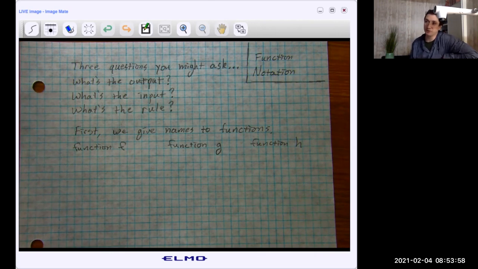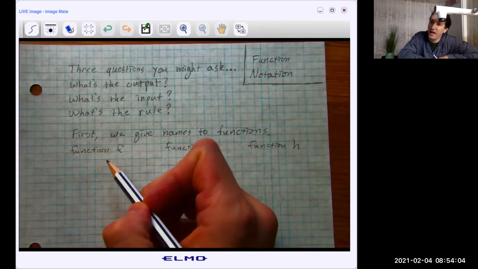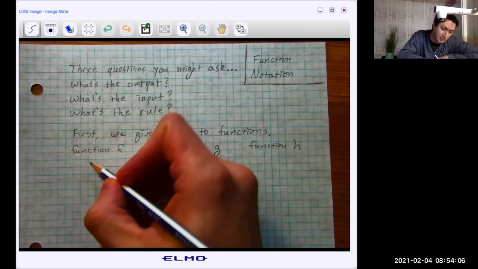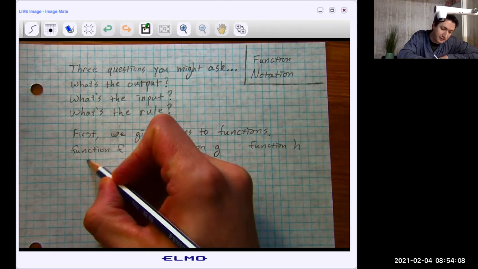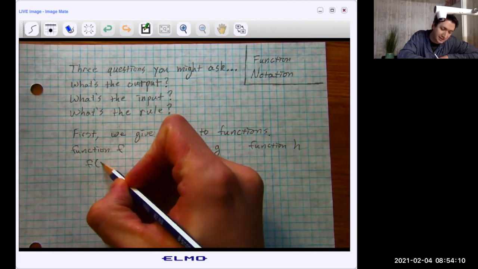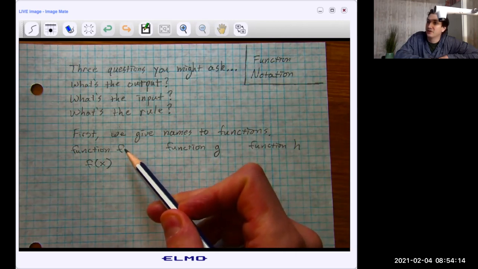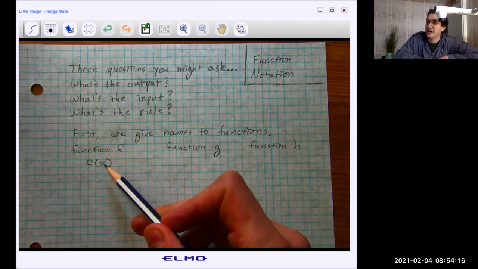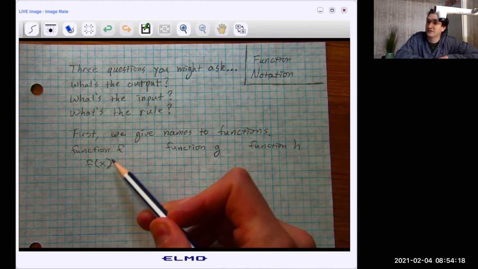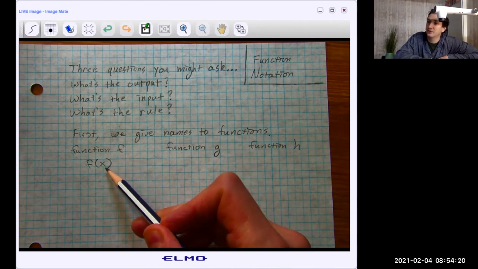Now, mathematicians weren't happy with this. We wanted it to be even shorter. We don't want to write out all that. So another way of saying function f is like this. We write the lowercase f, parentheses x. These mean the same thing. This would be function f. This is also function f. These are the same thing. This is just how I write it without using words.